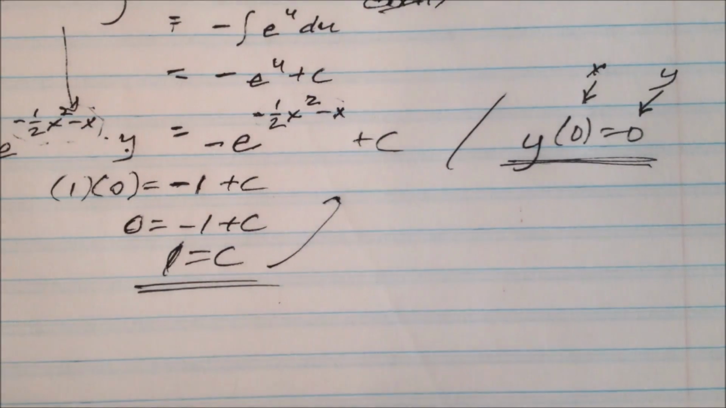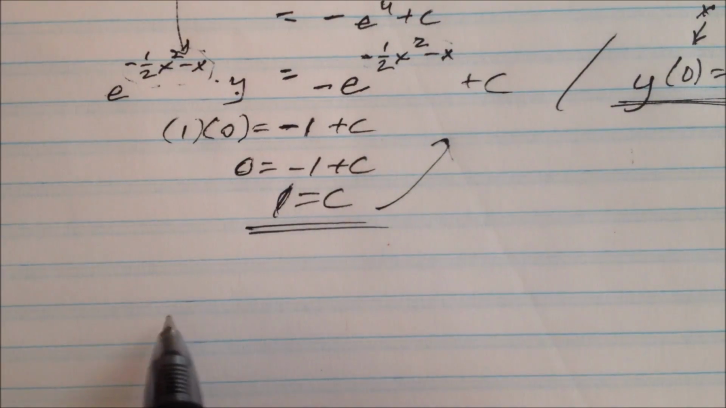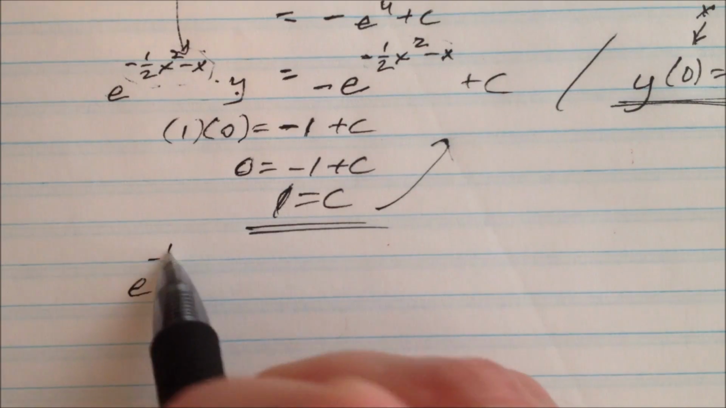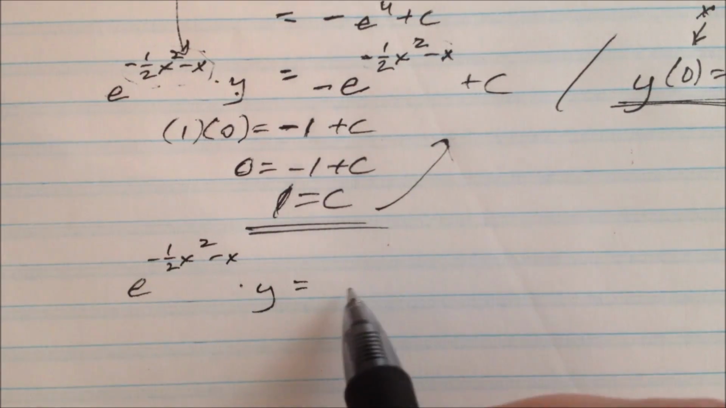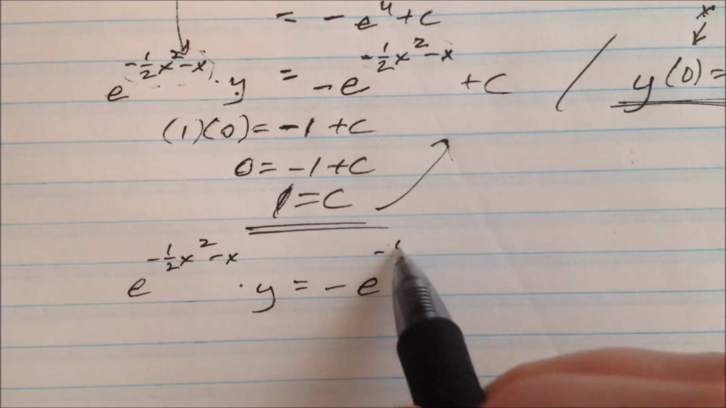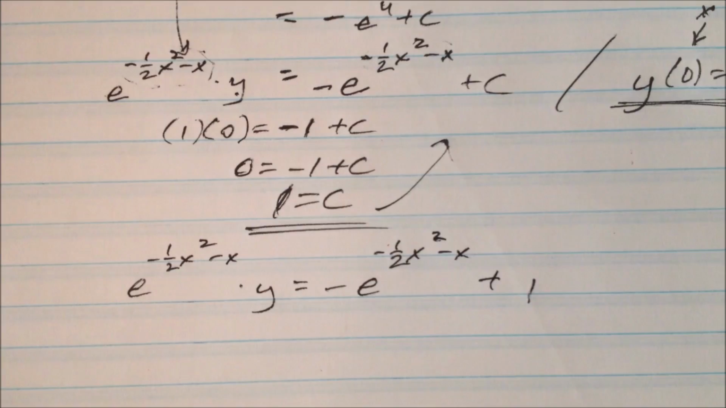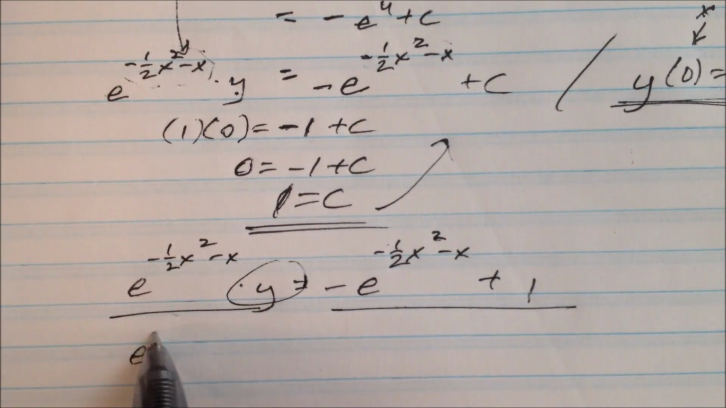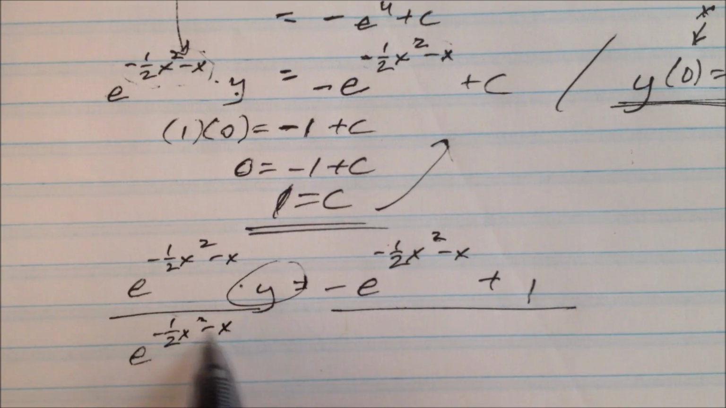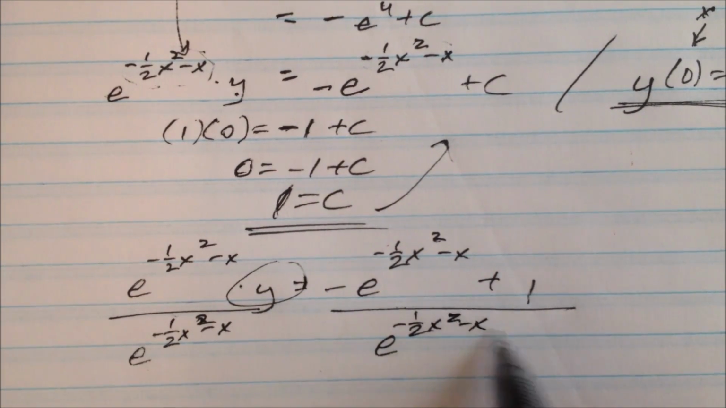So when I plug that 1 back into our c up here, okay, stay with me, we'll write all this down right now. So e to the negative 1/2 x squared minus x times y equals negative e to the negative 1/2 x squared minus x plus 1. And then to put this in explicit form, solve for y, I can divide both sides by this e to the negative 1/2 x squared minus x.